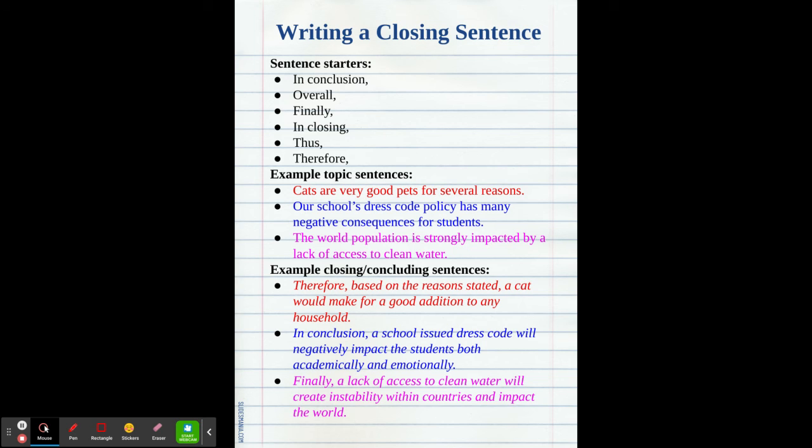In my body sentences, I'm going to talk about what happens if we don't have clean water. What are some of the issues that are going to arise? That's why my closing sentence is written as such. Hopefully that gives you a little better idea of how to write a closing sentence and how it's directly connected to your premise or your topic sentence.